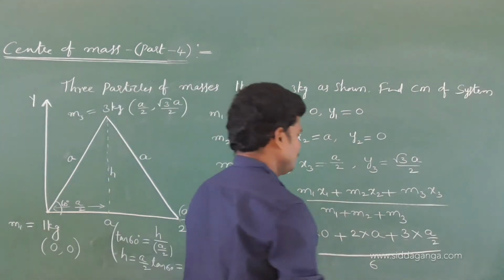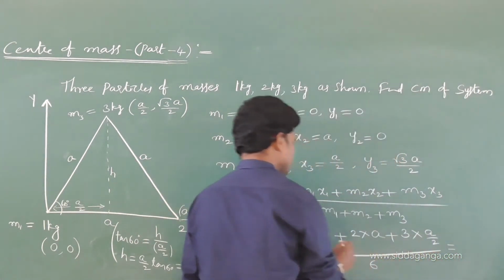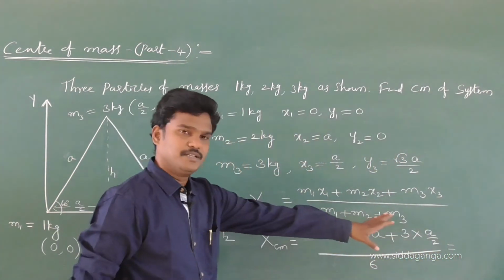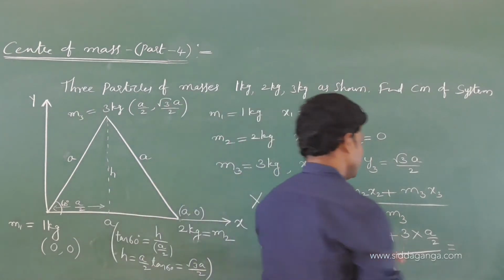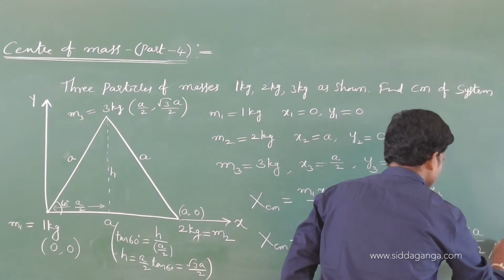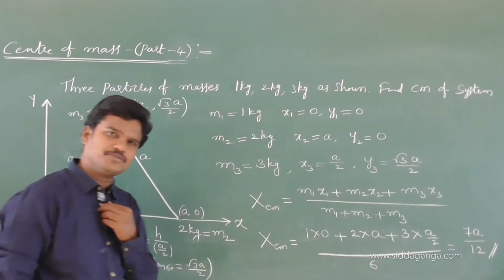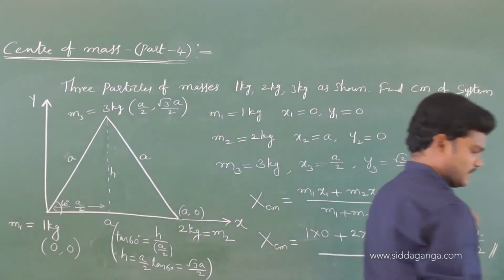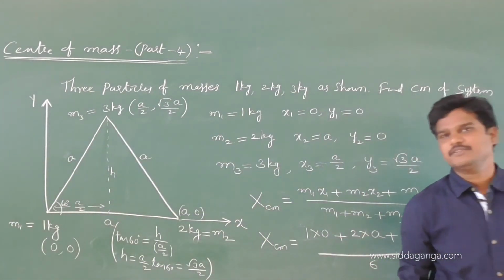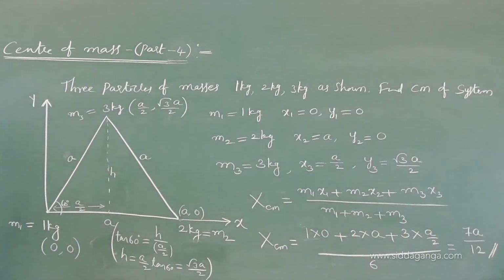So, this is 2, 4. So, 0 and 2A, 3A by 2, so 4 plus 3, 7A by 12. This is the x coordinate of the center of mass. So, basic level of question. So, 7A by 12. Similarly, you try for YCM. If A is given as 1 meter, it is 7 by 12.